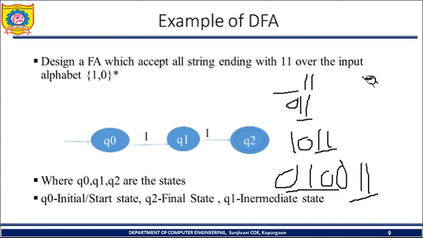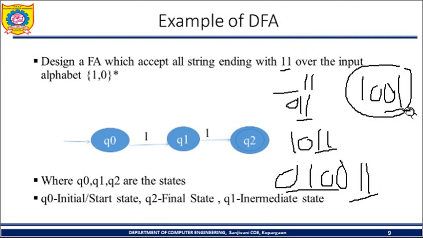Now the last example I'll take is 1 0 0 1. Here you can see this string should be rejected. Why? Because it is ending with 0 1. We are interested in strings that end with 1 1. So as it is ending with 0 1, it should be rejected, and all the remaining four strings should be accepted by the DFA which we are going to design. So now this is the problem definition.